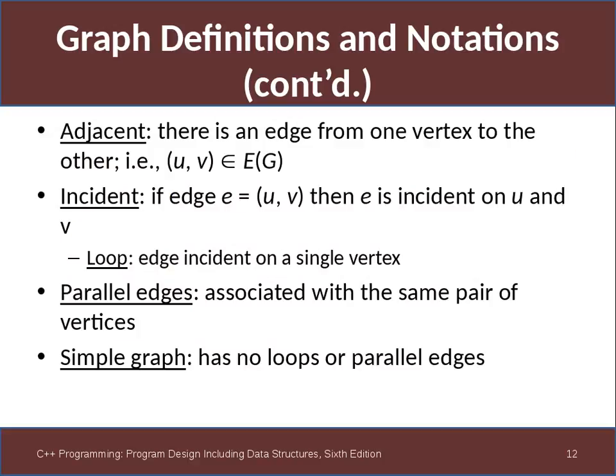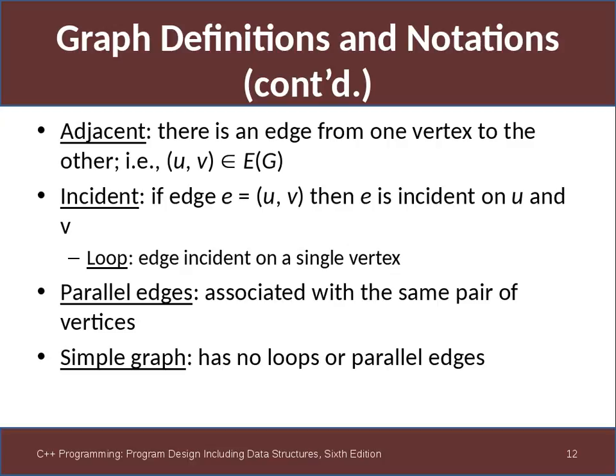So what does it mean for them to be adjacent? Does that mean they're connected in some way with an edge? With a single edge or multiple edges? One. Adjacent means they're connected via one edge.